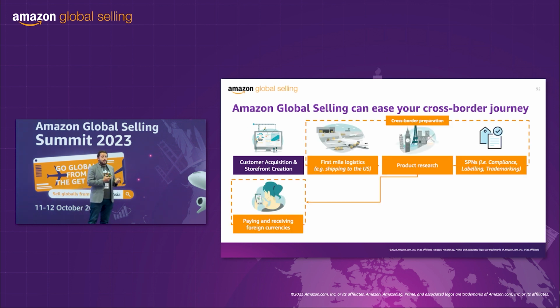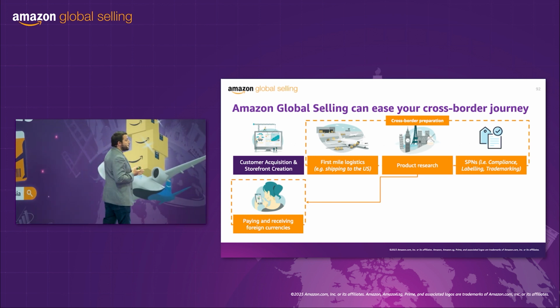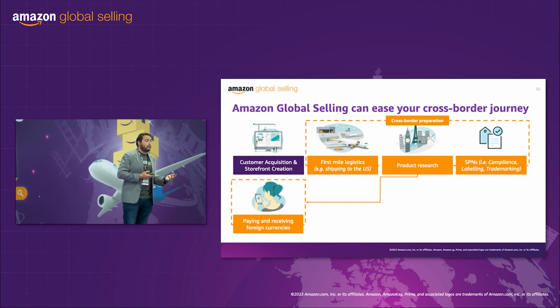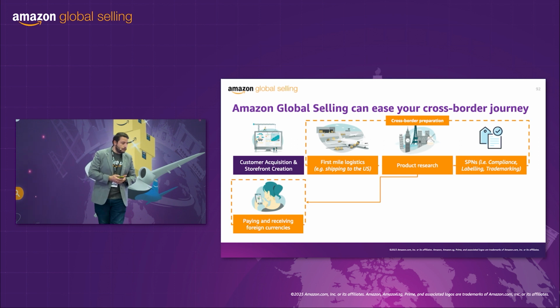Then finally, it's the cross-border preparations. We can cover the first mile logistics with Amazon Global Logistics, or you can use Amazon service provider networks of logistics and supply chains. And actually, some of them are here today, so I definitely invite you to go speak to them.